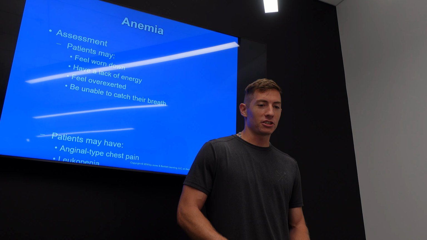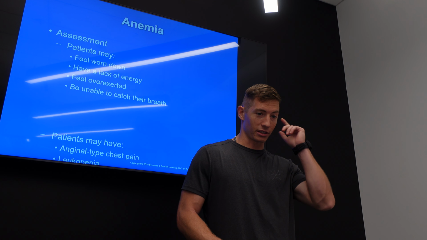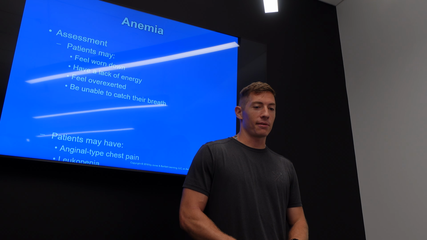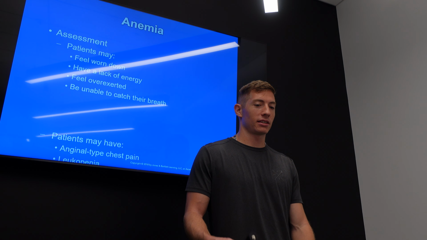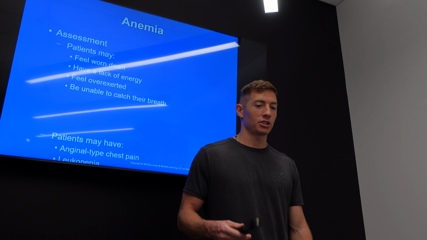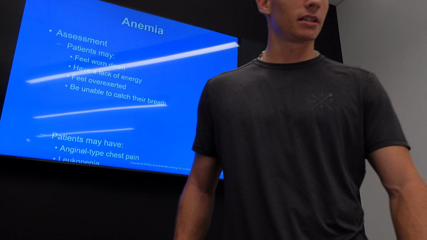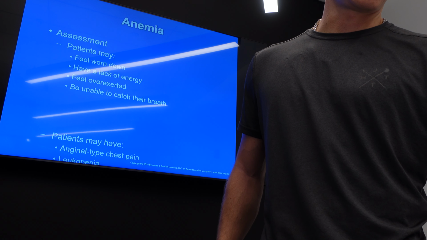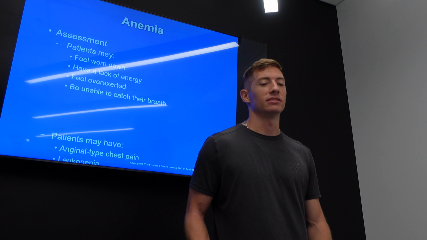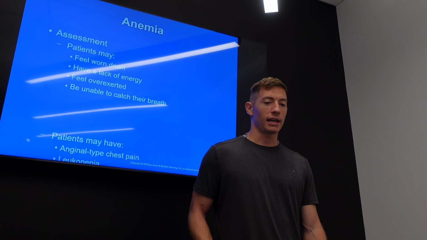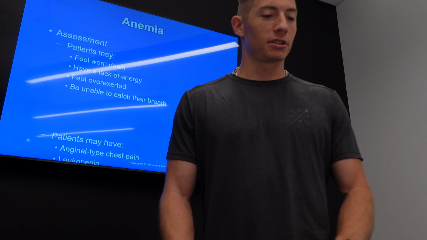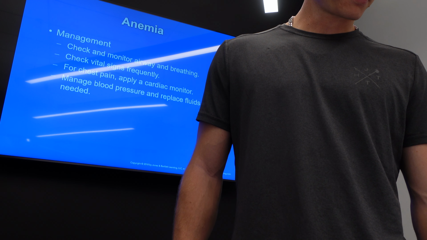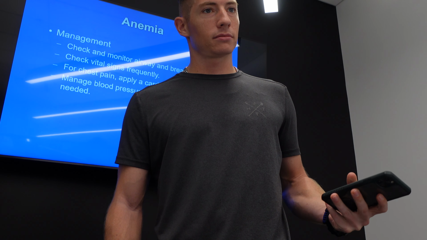For assessment, patients are most likely going to complain of feeling worn down, having no energy, feeling as if they're overexerting themselves, being unable to catch their breath. Patients may also have anginal-type chest pain due to reduced oxygen to the heart, and you may assess pale skin and variation in the eye conjunctiva, lips, and creases of palms, and leukopenia, which is a reduction in white blood cells. Thrombocytopenia, a reduction in platelets.